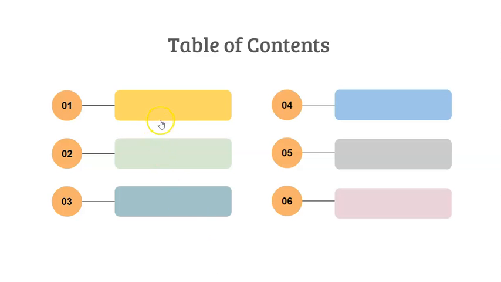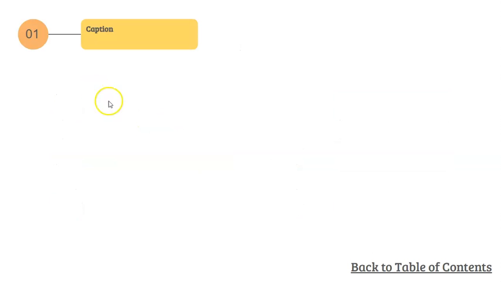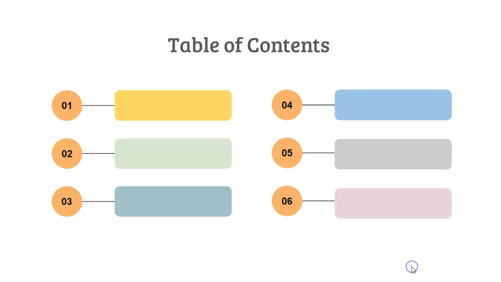So if you try and do this with a slideshow, you'll see that the cursor will change when it hovers over the first topic. So if you click on it, it will bring you to that topic. Now you also see that there's a back to table of contents text right here, and if you hover over it, the cursor will also change, meaning that it's a clickable link. Now if we click on it, it will bring us back to our table of contents.